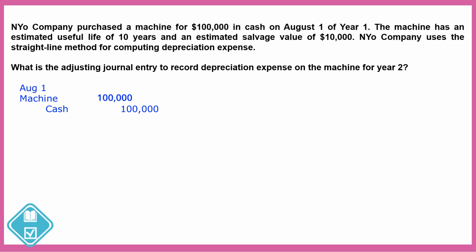So August 1st, the company purchased a machine, which is a debit to the asset, and it looks like they paid cash for it, a credit of cash, and it's $100,000. And this is what we call capitalizing an asset, because we're not going to expense it, because we're actually going to use this machine for an extended period of time. And so we want to record the expense as I consume the asset.